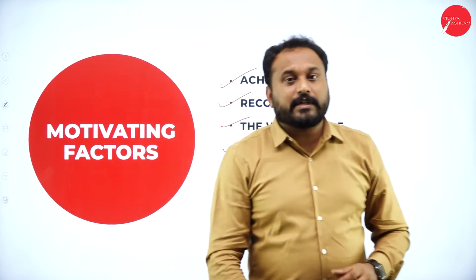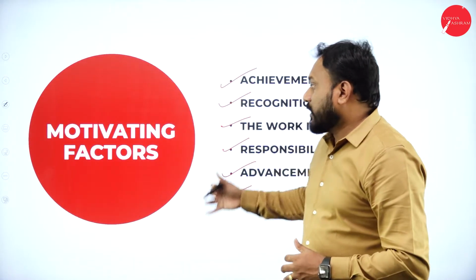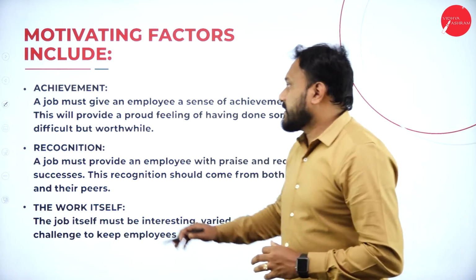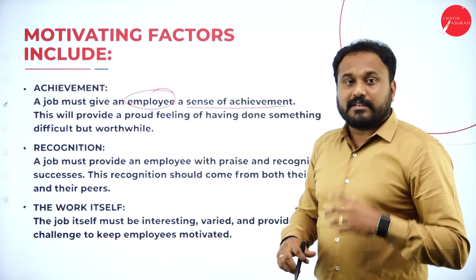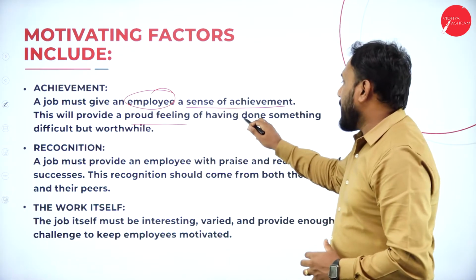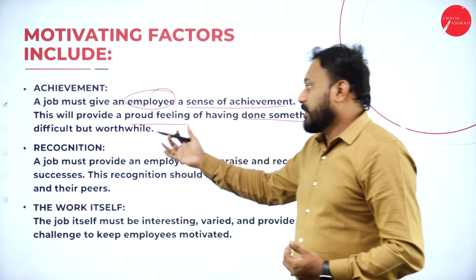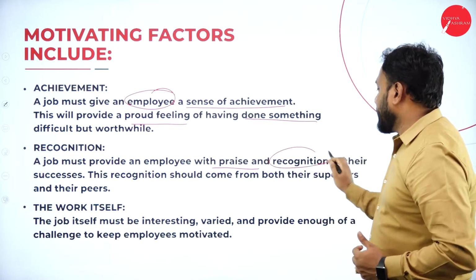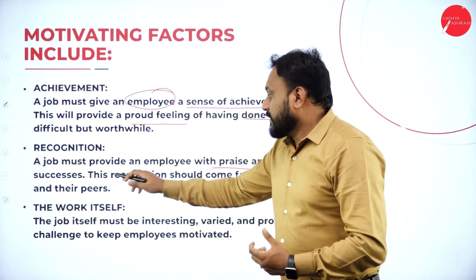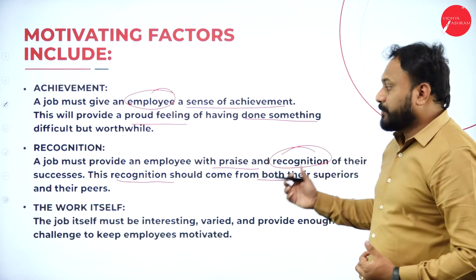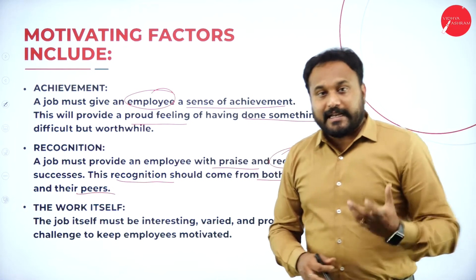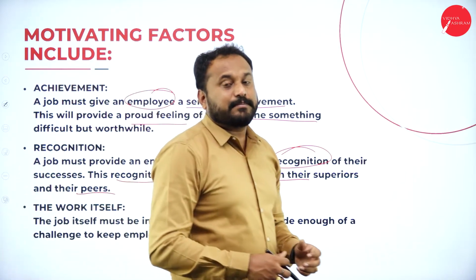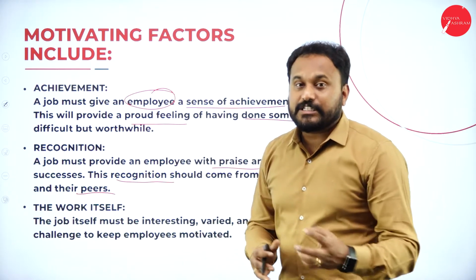So now we'll see, one by one, what the motivating factors are. The first one is achievement. Achievement means a job must give an employee a sense of achievement. This will provide a proud feeling of having done something difficult but worthwhile. Next is recognition. A job must provide an employee with praise and recognition of their success. This recognition should come from both their superiors and their peers. That is, their colleagues and superiors should recognize their work, saying yes, you have done good, appreciate them, and felicitate those who have achieved that success.